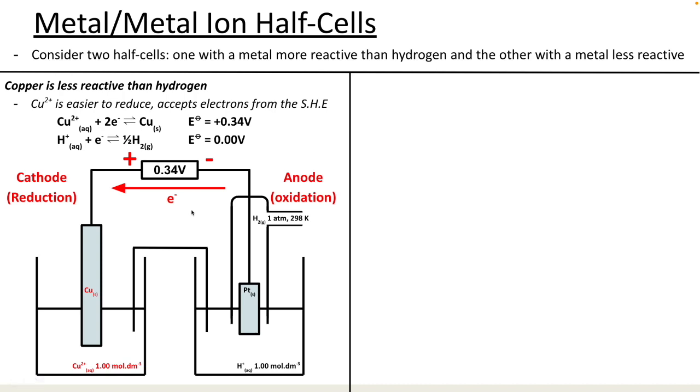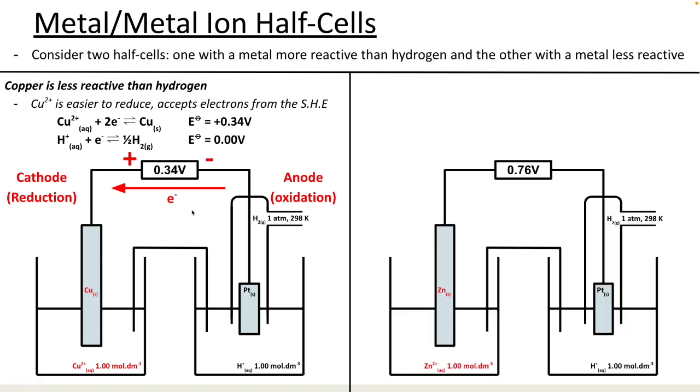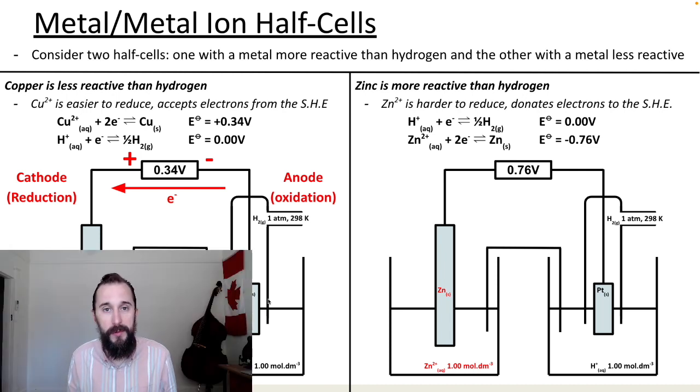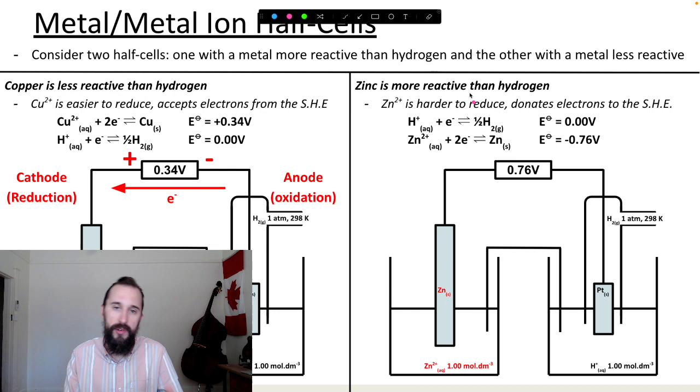All right, let's consider the inverse of that situation. Let's consider when we have a more reactive metal, such as zinc. Using these two examples because this is what we looked at. The copper and zinc were examples we used last time. So zinc is more reactive than hydrogen. It's above hydrogen on the reactivity series. So what does that imply?